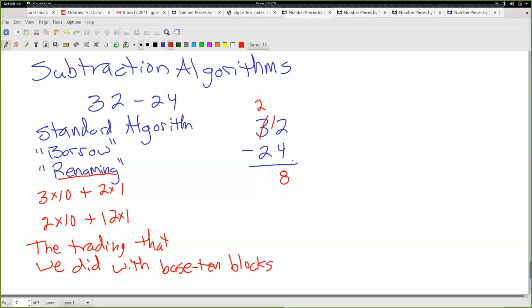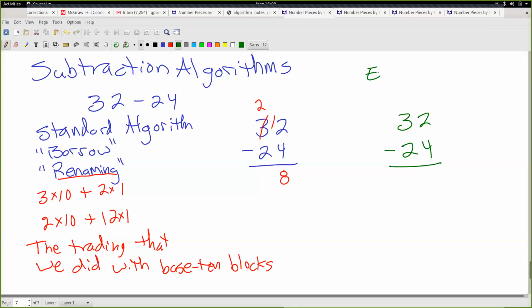And remember, algorithm just means process, right? I don't really explain it, I just do it. I'm explaining it to you because you want to be teachers and we get to explain this to kids, but mainly we just want them to do it. Right? If we can get them to do it, awesome. That's the main goal. So some other algorithms. I'm going to show you my favorite for 32 minus 24.